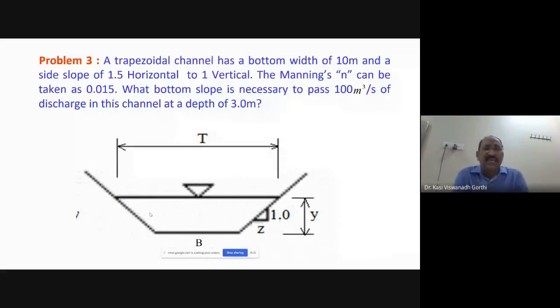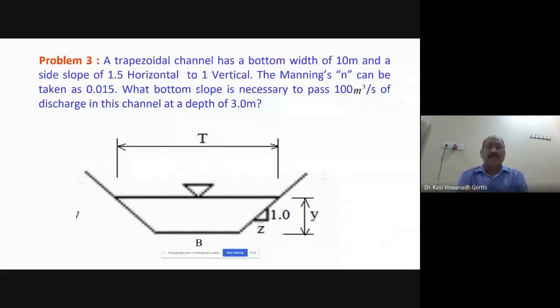In the earlier problem, we were asked to compute the mean velocity and the discharge. But in this case, the discharge is given to be 100 meter cube per second, and we are asked now to compute the bottom slope. S is required to be computed. Once again, same formula: V is equal to 1 by N, R power 2/3, S power half, or the discharge Q is equal to area into velocity. Substitute for velocity there, evaluate all the parameters, and substitute in this equation.